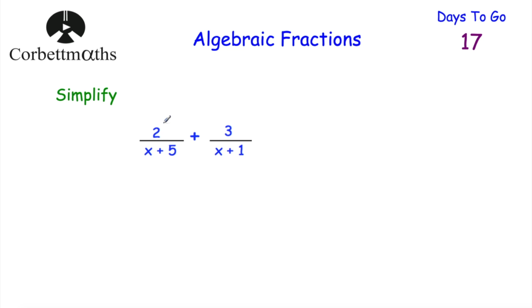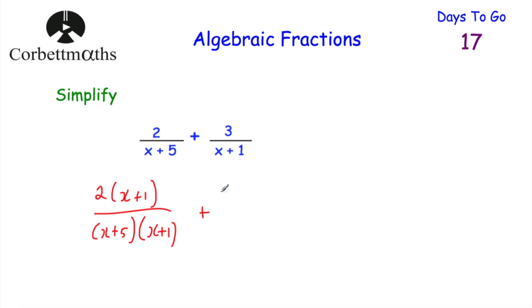Now to get a common denominator here, we're going to need to multiply both the numerator and denominator of this fraction by x plus 1. And we're going to need to multiply both the numerator and denominator of this fraction by x plus 5. So let's do that. We're going to multiply both of these by x plus 1. So on the numerator 2, then in brackets x plus 1, and then on the denominator, we would have x plus 5, and then we're multiplying that by x plus 1. So just multiplying both the 2 and the x plus 5 by x plus 1.